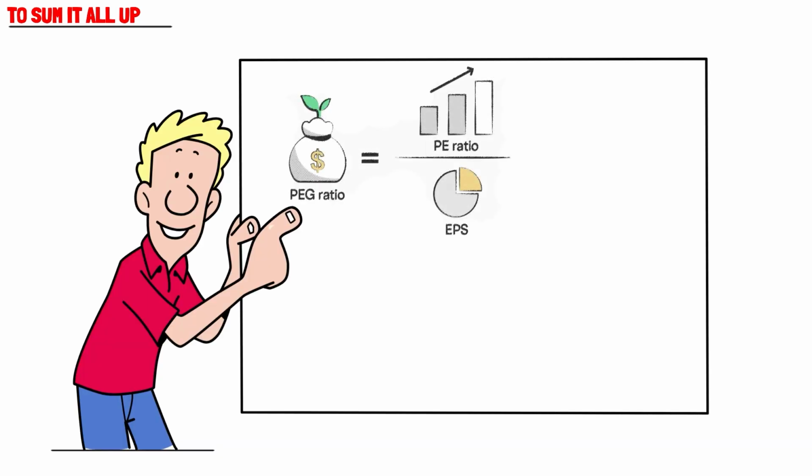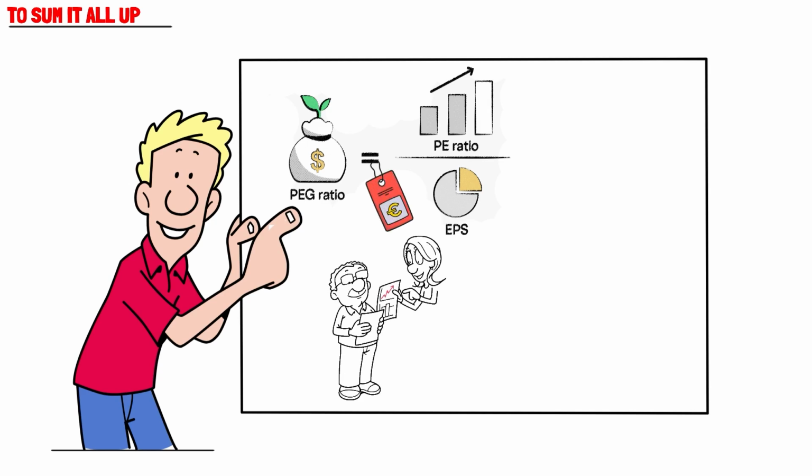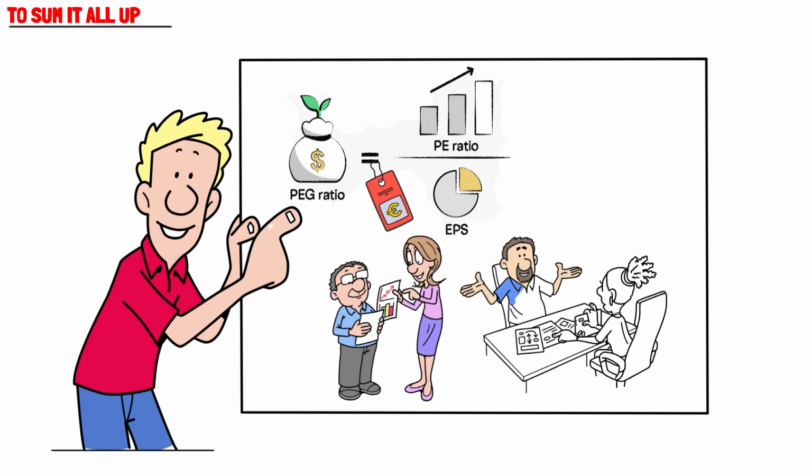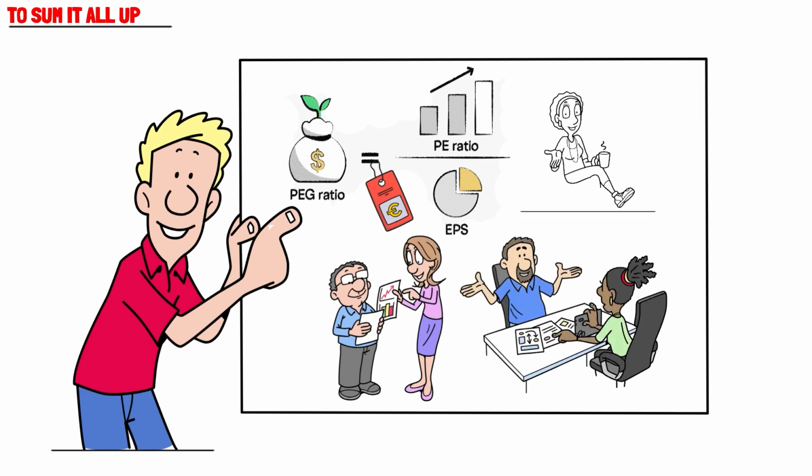To sum it all up, the PEG ratio adjusts the PE ratio to take earnings growth into account. It's a growth-aware price tag, helping you see if a share's price is fair when you factor in how quickly profits are expected to rise. But because it depends on forecasts and works best with growth companies, it's not a one-size-fits-all answer. Use it as a guide, not a guarantee.